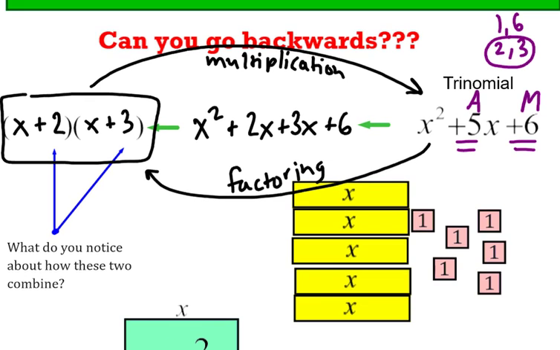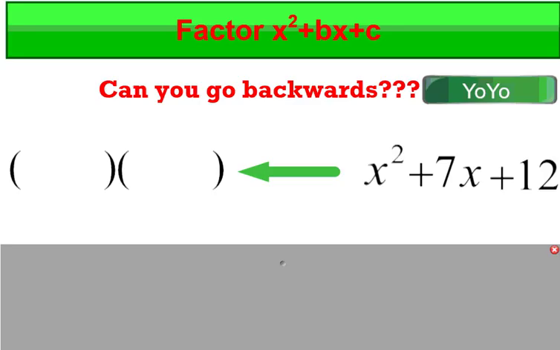So I'm going to give you a chance to try a simple one. If you would, please pull out your whiteboard. See if you can work one backward like I just did. Can you factor x squared plus 7x plus 12? Can you find two numbers that multiply to make 12 and add up to make 7? Let's pause the video now for maybe a minute. Unpause it once everyone's had a chance to try.